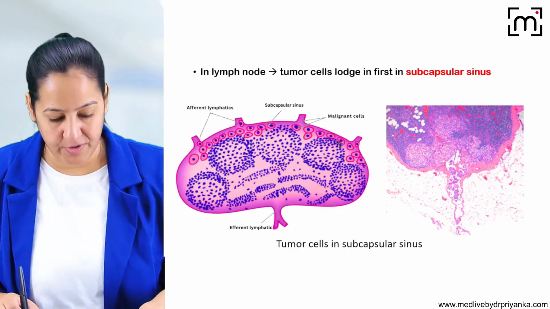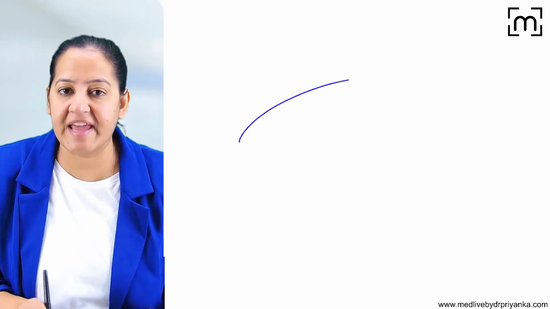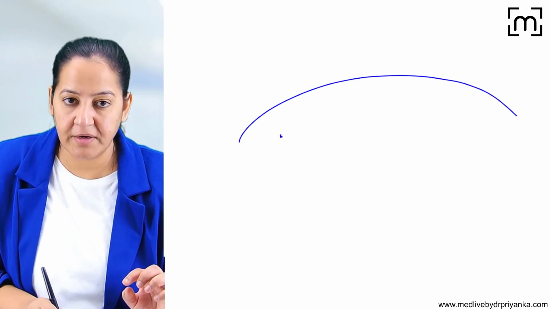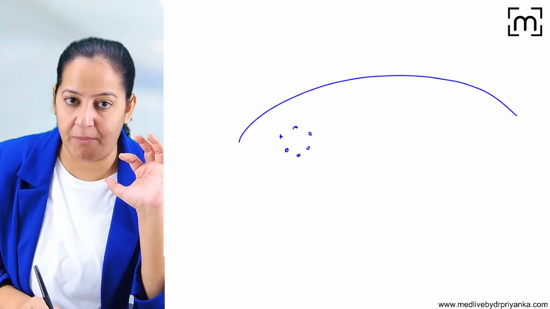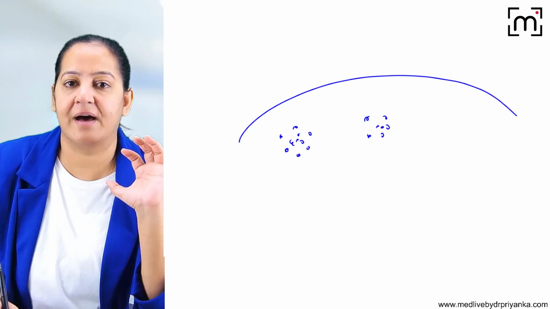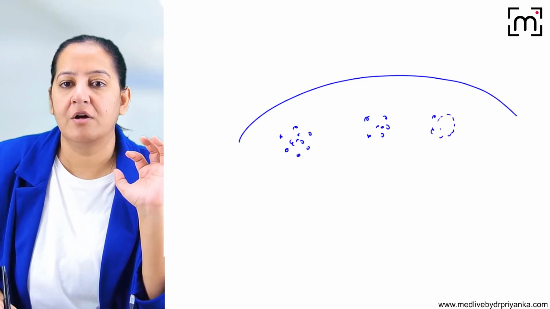Now this is a lymph node. In the diagram of a lymph node, we have a capsule. This is the capsule. And we have the follicles. You know what the follicles are? The lymphocytes are arranged in the form of follicles. These are the small follicles. The lymphocytes are arranged in the form of follicles.